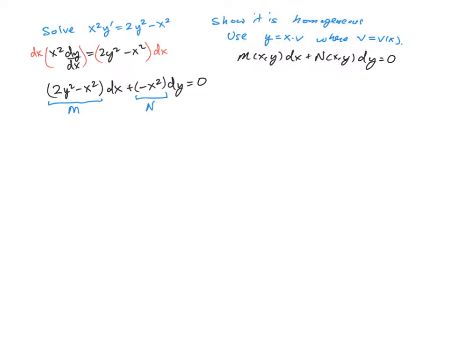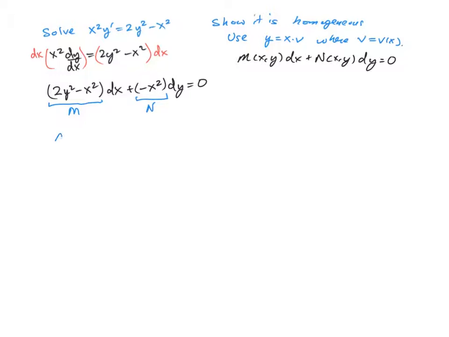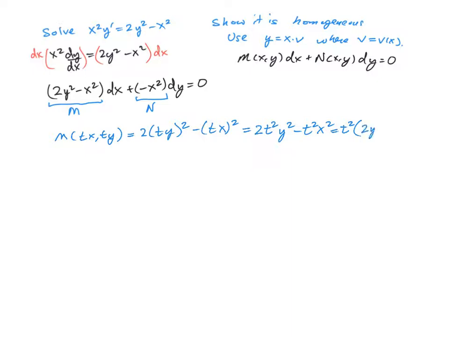Now, to verify that an equation is homogeneous, we need to calculate M of tx and ty and simplify it down. So that's going to require us to put a tx and a ty in place of the x's and y's. So for M, that's going to be 2 times (ty) squared minus (tx) squared. Using the rules of exponents, that's really 2t squared y squared minus t squared x squared. There's a common t squared we can factor out. Leaves you with 2y squared minus x squared, which is t squared times the original M that we started off with.